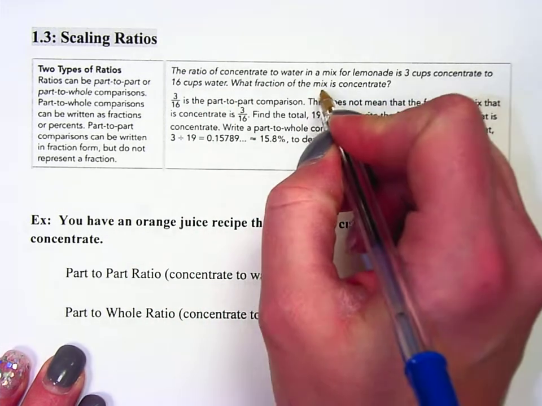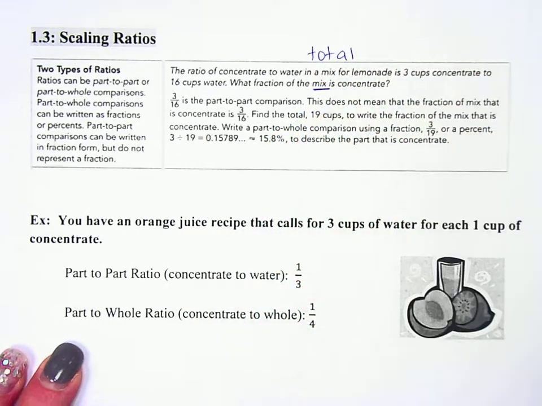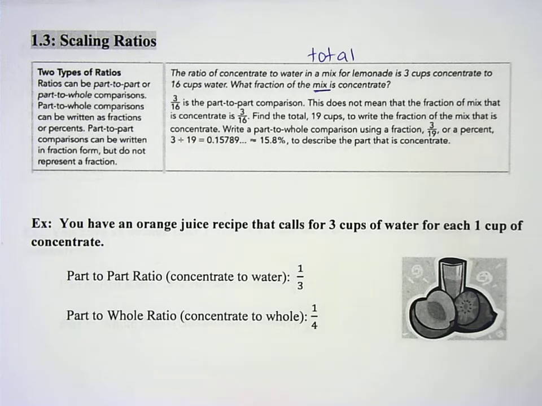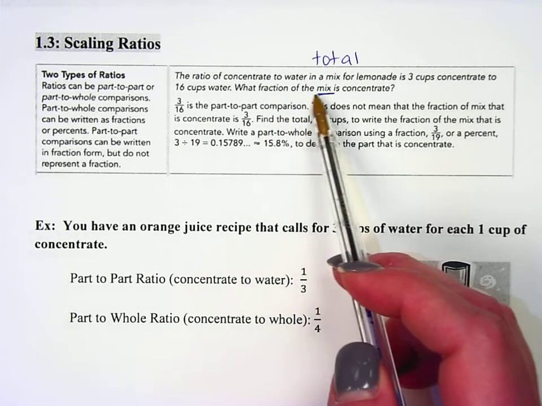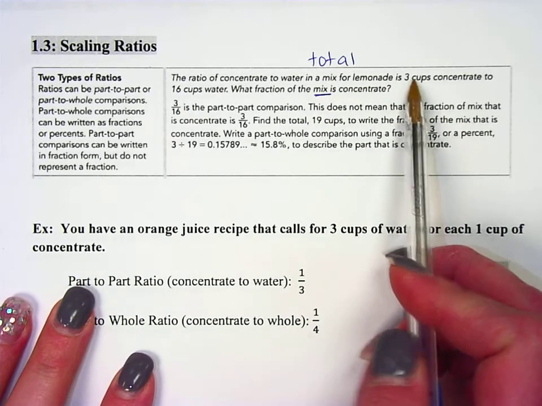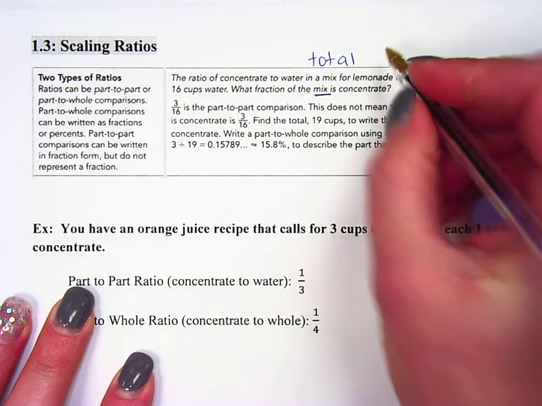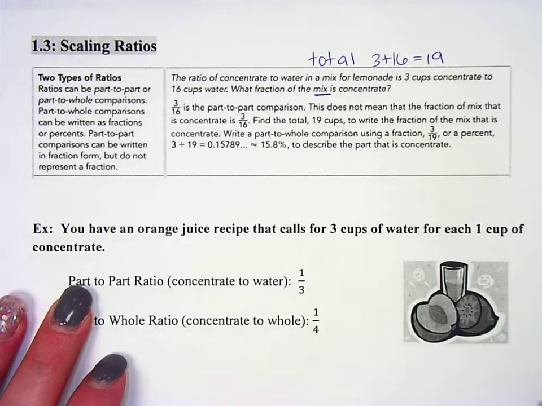There's an important thing there. When they say mix, they're implying that this is the total. Of my lemonade, I'm mixing together my water and my concentrate, so my mixture is that total. If I had 3 cups of concentrate and 16 cups of water, my total then is 19.